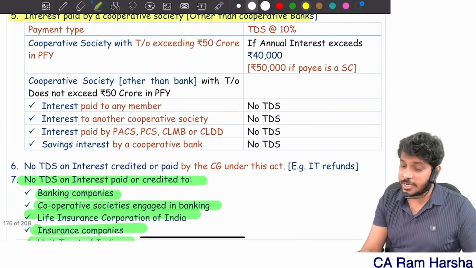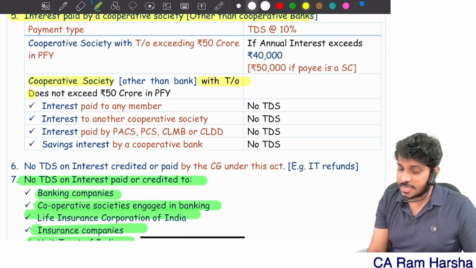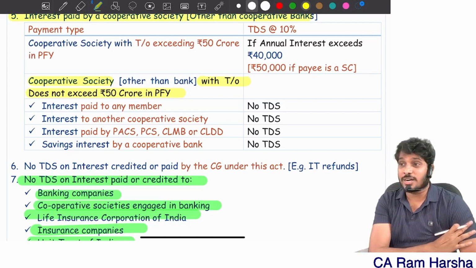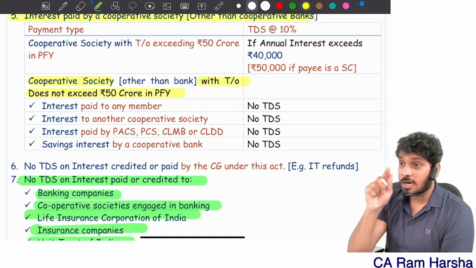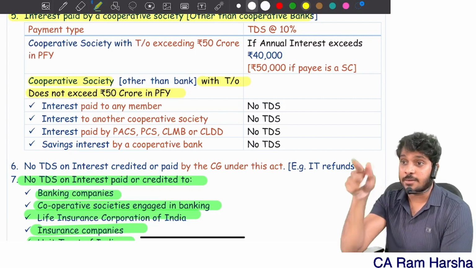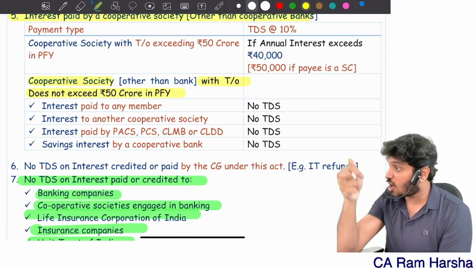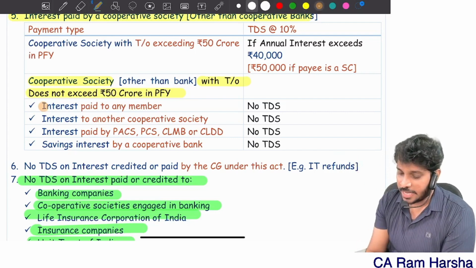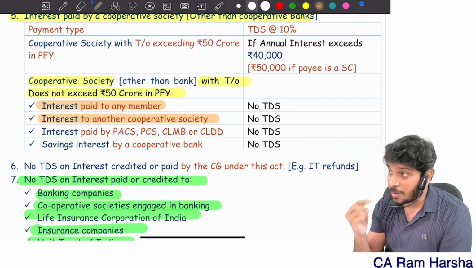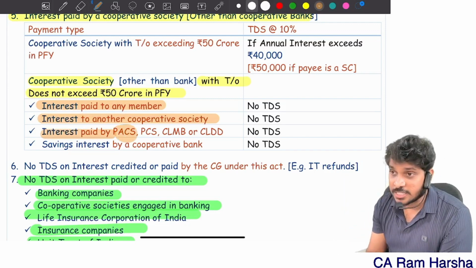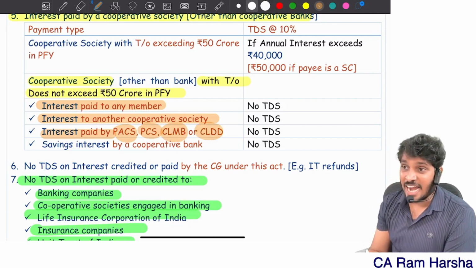Okay, which society? Sir, a society is there, right? Their turnover does not exceed 50 crore in the last year. Look, 194A applicability to cooperative society. If a society whose turnover in the last year is not exceeding 50 crore, then interest paid to a member, interest paid to another society, interest paid by a primary agriculture cooperative society, primary credit society, cooperative land mortgage bank, cooperative land development bank.